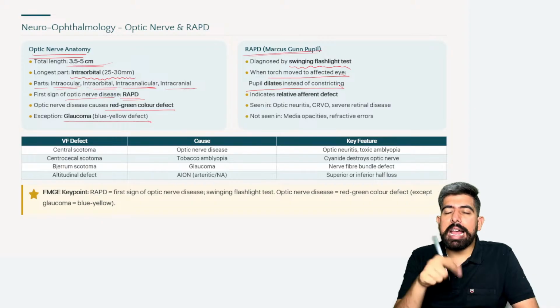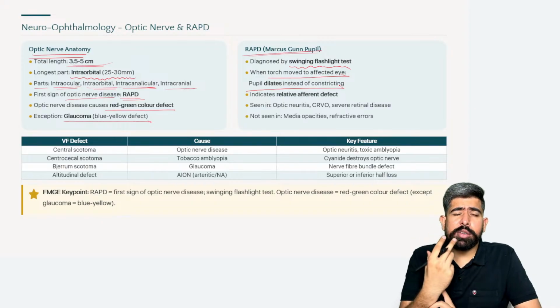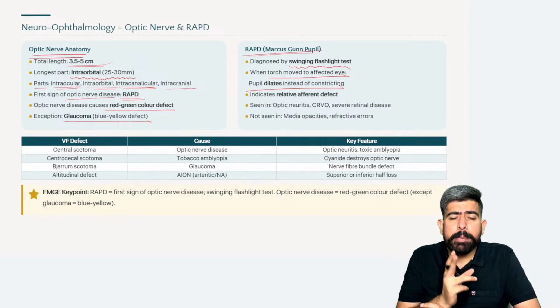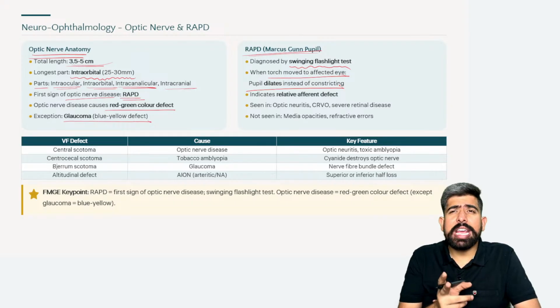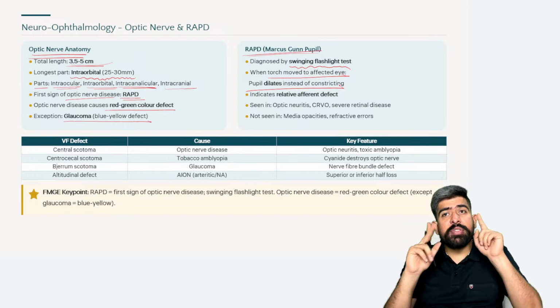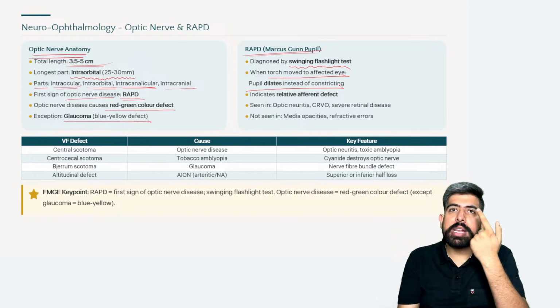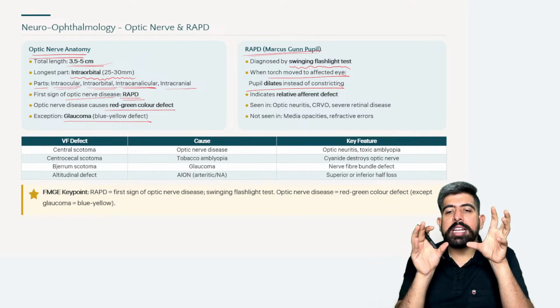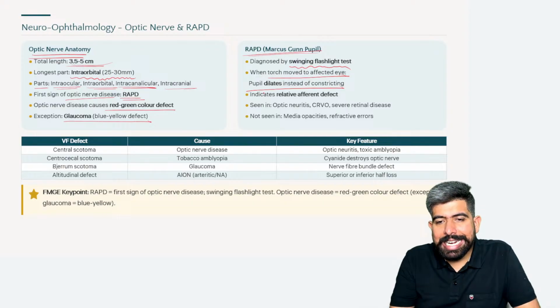The defect is in the afferent pathway, so the signal is not going in, because as we know, the pupillary pathway has an afferent and an efferent pathway. The afferent pathway is different for each eye, but the efferent pathway is common. So when we put the light into the left eye, both eyes constrict, right? And the indication is a relative afferent defect.